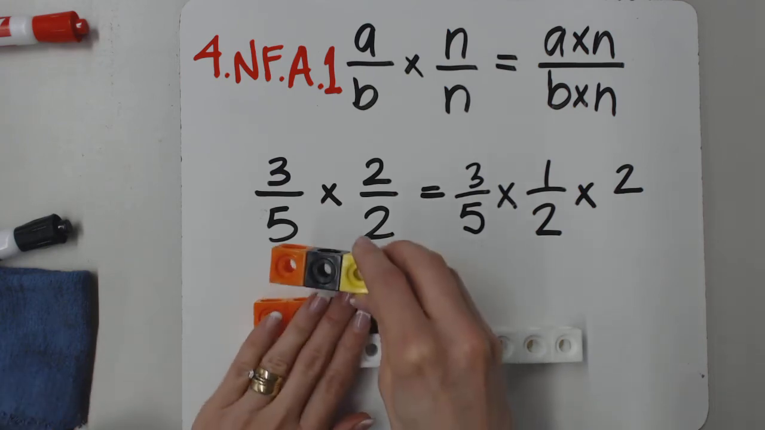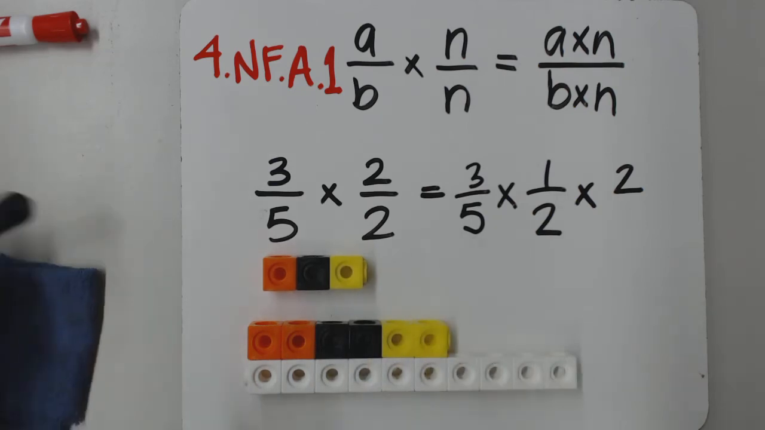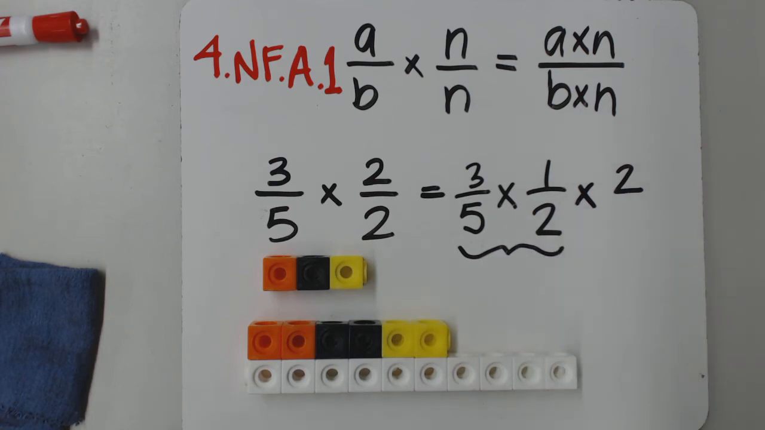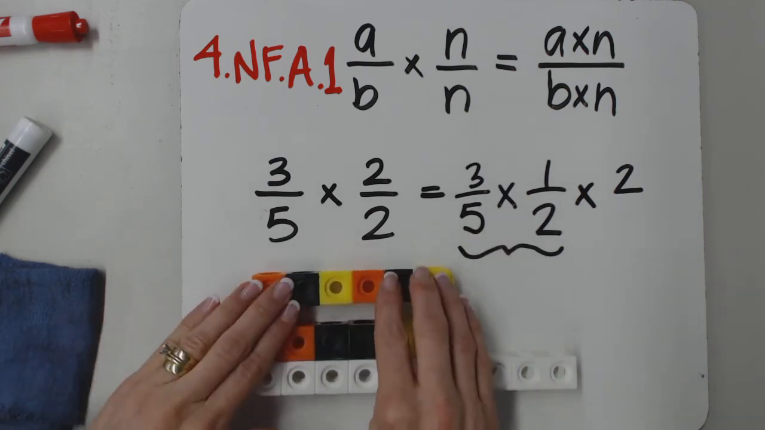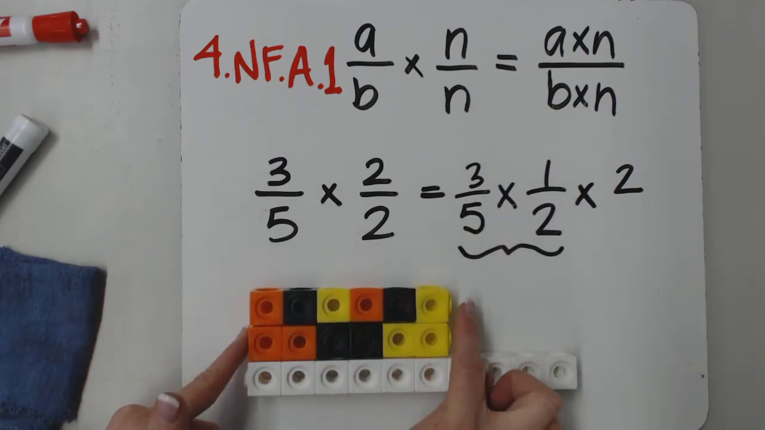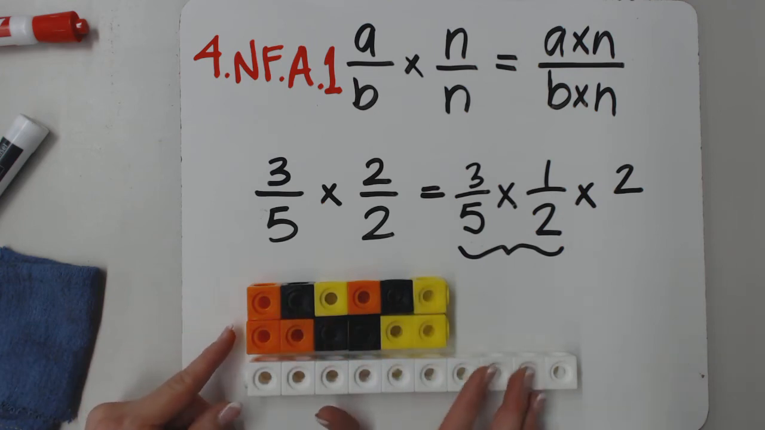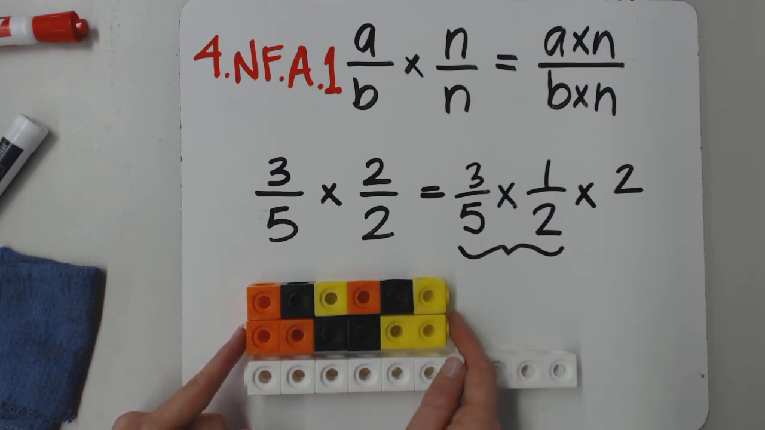So that would give me this piece. I get 1 orange, 1 black, and 1 yellow. That gives me the result for this right here. Now if I iterate this twice, then I get this shape. Notice that it is equivalent in length to the original 3/5, which is part of what we're trying to show, but now the unit size is actually smaller.